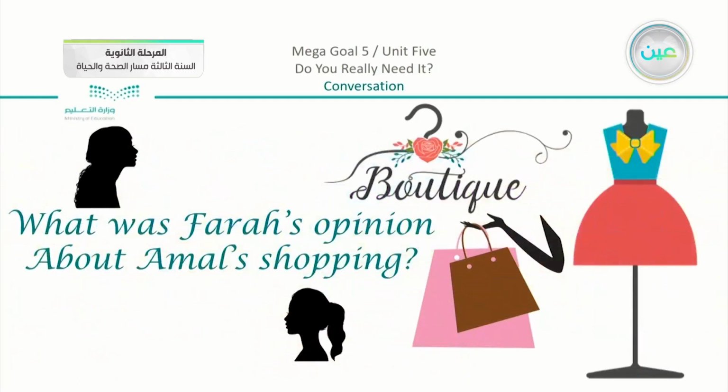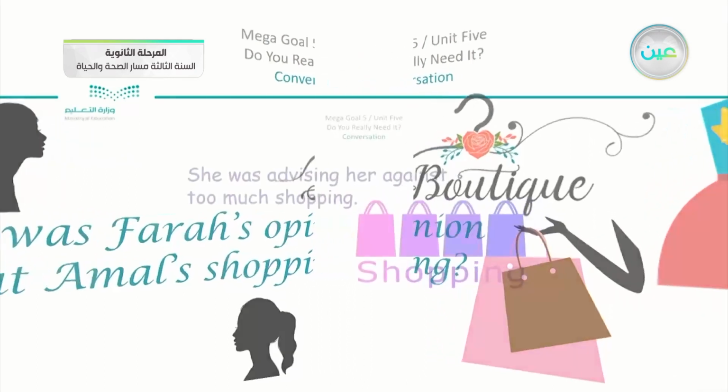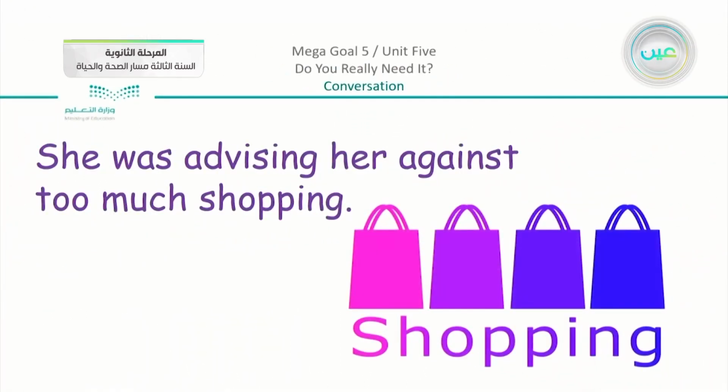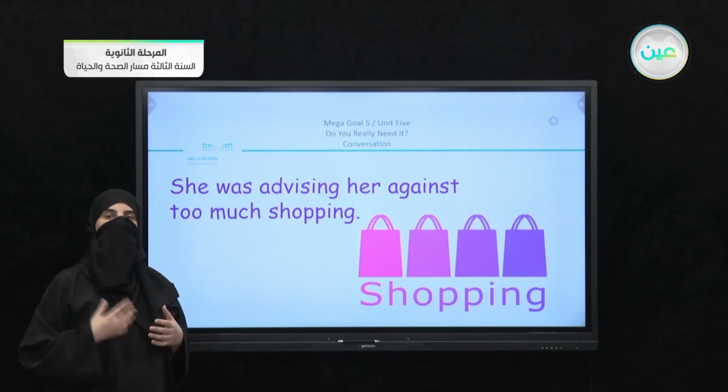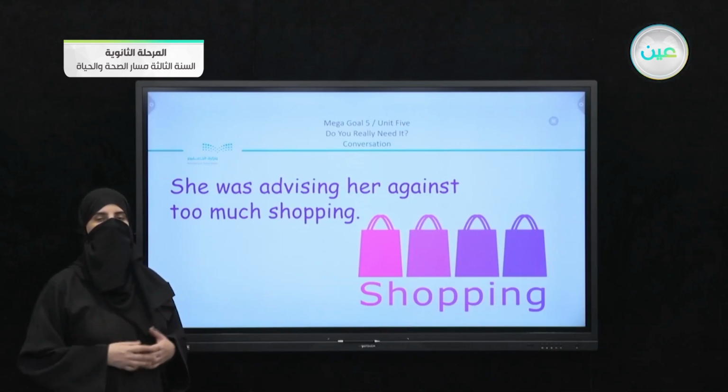Now let's just see what we have here in the conversation. So you can see that we do have someone who loves shopping. Now what was Farah's opinion about Amal's shopping? Amal likes to shop, and Farah does have an opinion about her shopping. She was advising her against too much shopping. Did she agree with her? No. She actually gave her some advice not to shop too much.